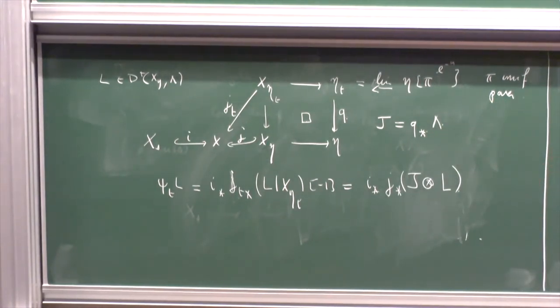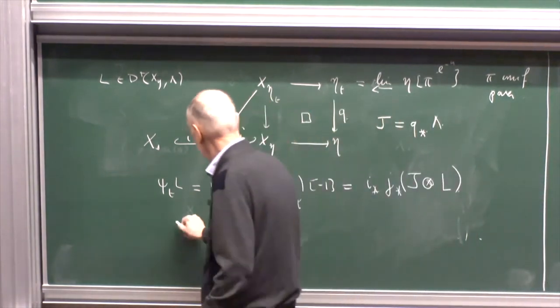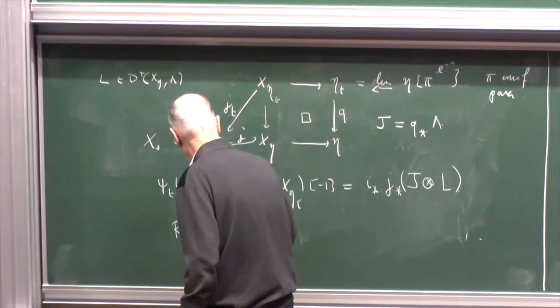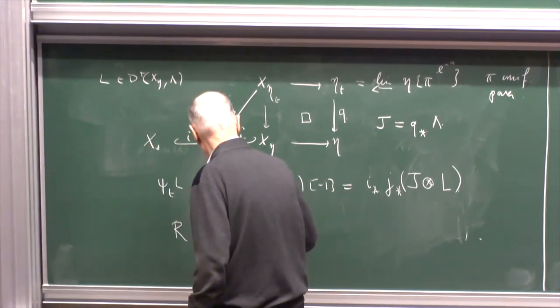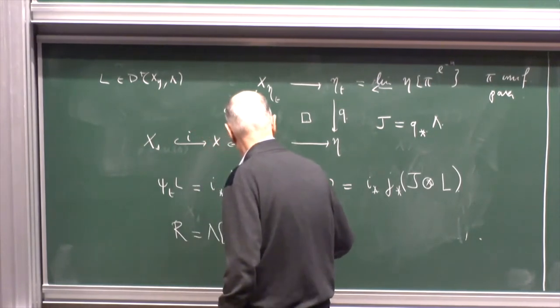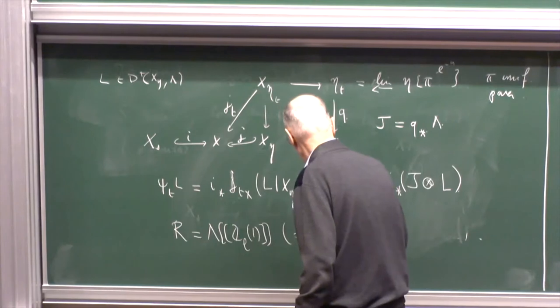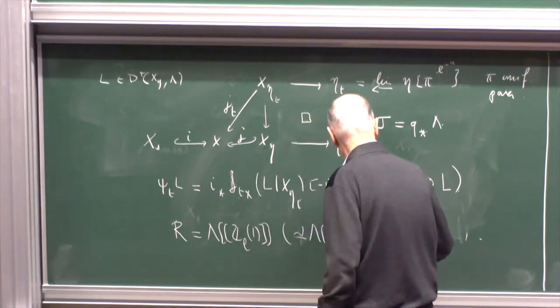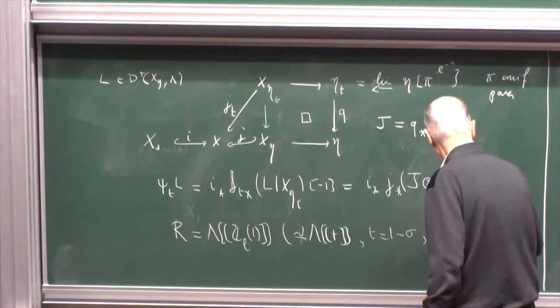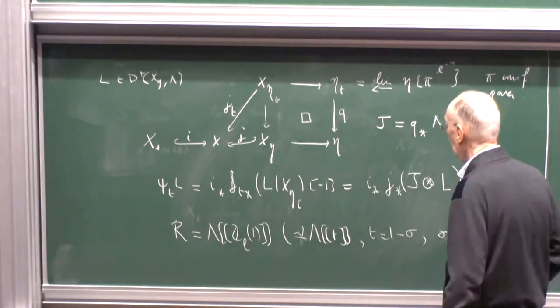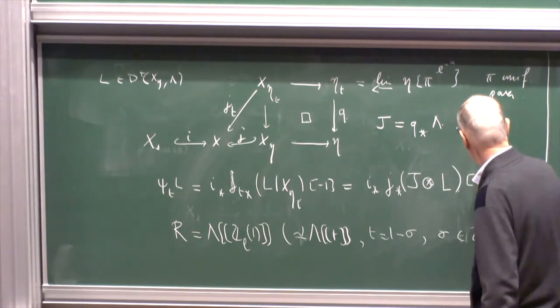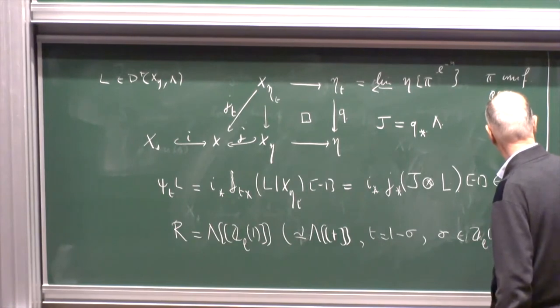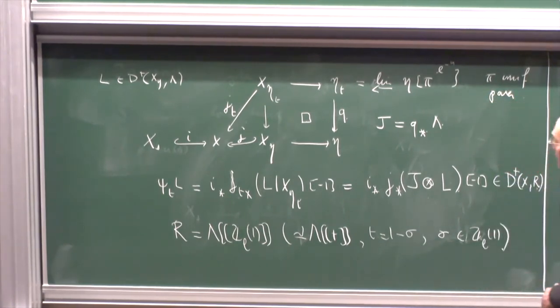So this G is, of course, a Z_L(1) lambda module, and a continuous one. So it's in fact a module over the Iwasawa algebra, lambda double bracket Z_L(1), which is isomorphic to lambda double bracket T, if T is 1 minus sigma, sigma a topological generator of Z_L(1). And this is in D^+ of X, R. And similarly, phi is also in D^+ of X, R.